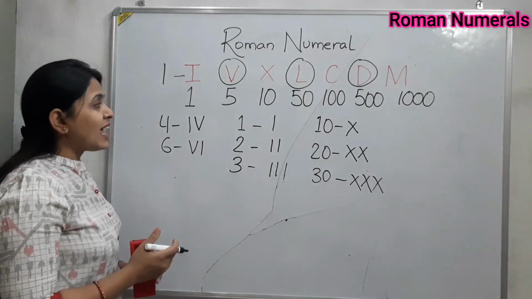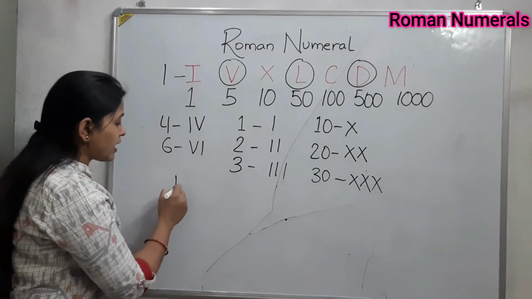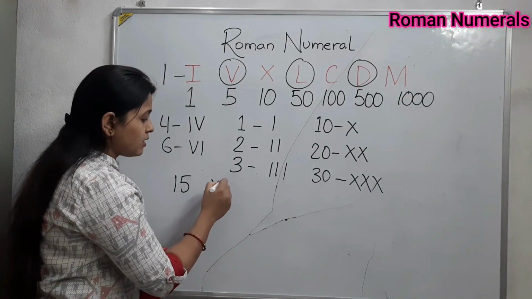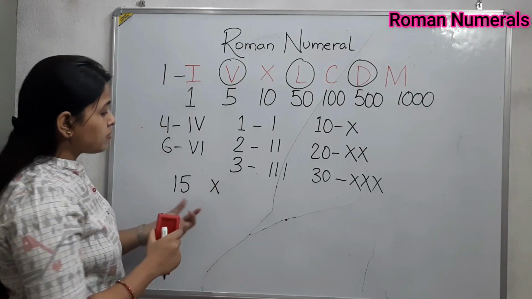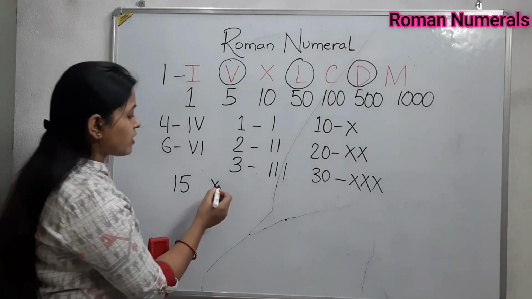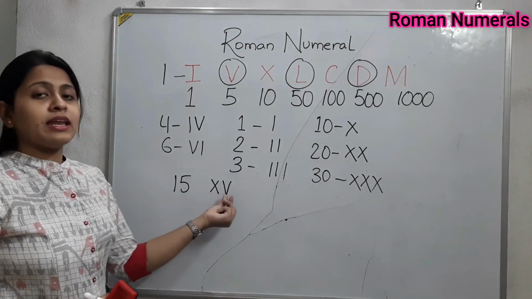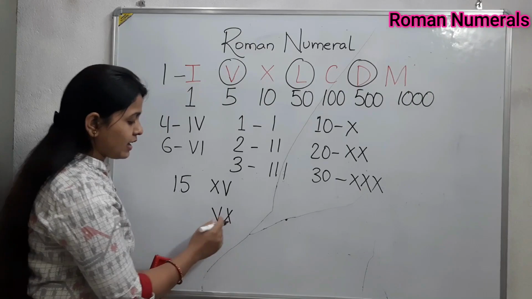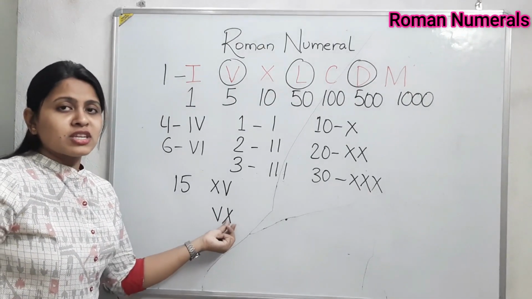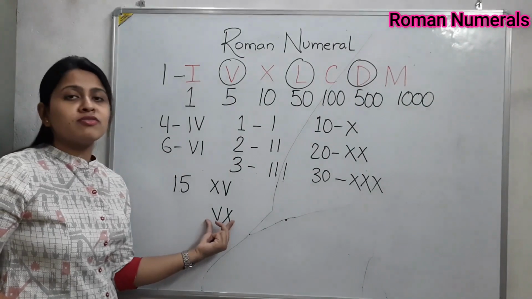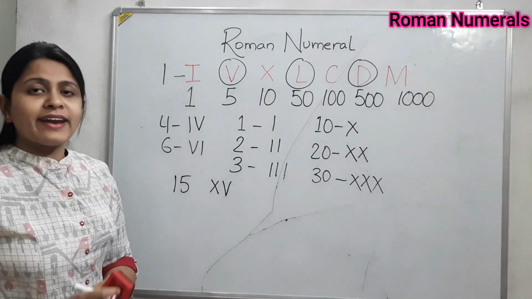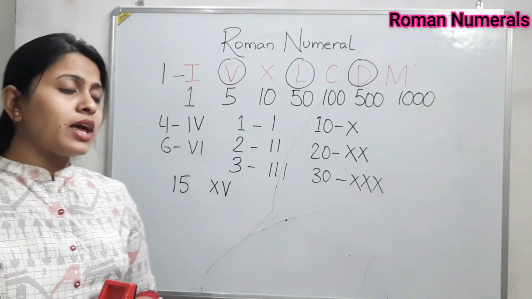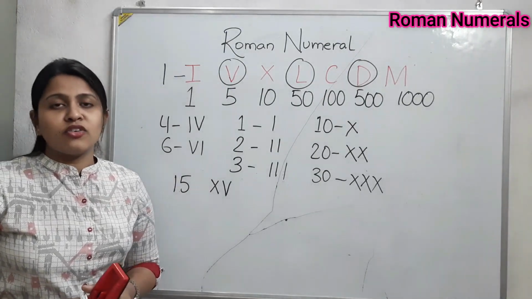Likewise, if I have to write 15, 15 means 10 plus 5. So can I write it like this? 10, then 10 plus 5, and 5 is V. So I write V after X. This is 15. But I cannot write it like V then X, because that means minus, 10 minus 5. For 5 we cannot use V on the left. V, L, D are not allowed to be written to the left of a number. In this way we can write any numeral.